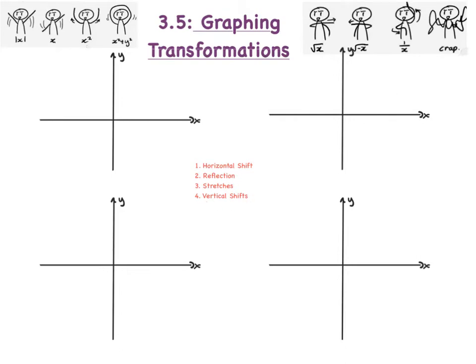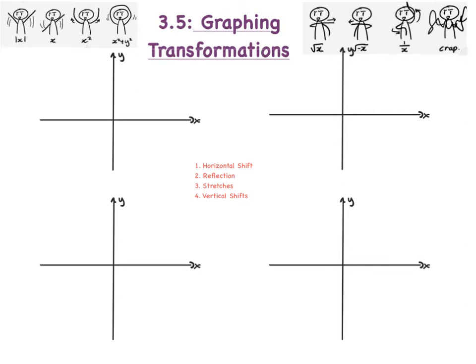Now, to be really honest, a couple of these can be moved around, but I think that alphabetical order is really easy to remember. So what is actually crucial is that you do your horizontal shifts before you do reflections, and you do reflections before you do vertical shifts. That's what's really important. So let's do a couple of examples.